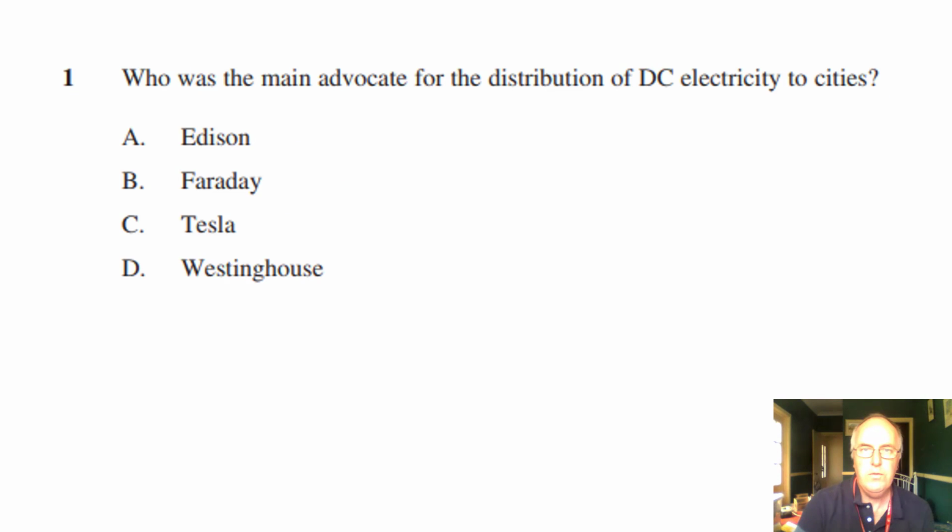This is the first multiple choice question of the exam. I'm just going to read it through first. I'll take a little bit of time on this and then I'll talk a little bit about the style and stuff like that. So the first question is, who was the main advocate for the distribution of DC electricity to cities?